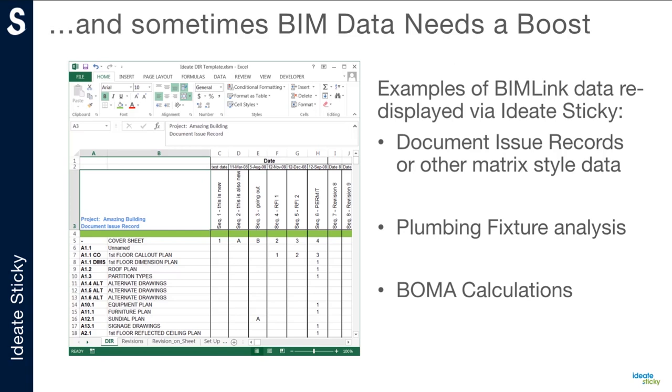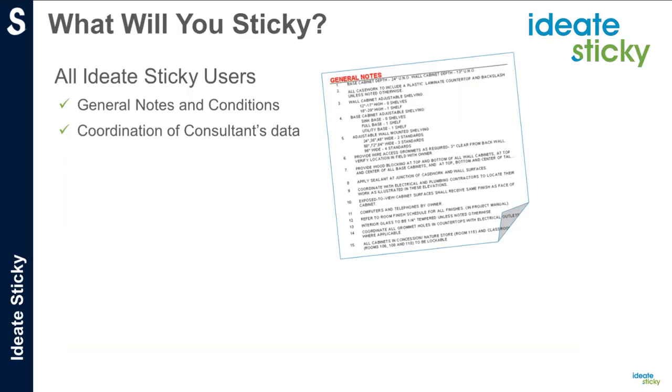Ideate Sticky is the perfect solution for publishing non-BIM data, but as our customers have pointed out, sometimes even BIM data needs a boost. Here's a short list of some examples where the raw BIM data is exported into Excel via Ideate BIMLink, and then that same data is grouped and/or reformatted in a way that regular Revit schedules will not allow. Only Sticky can solve this problem.